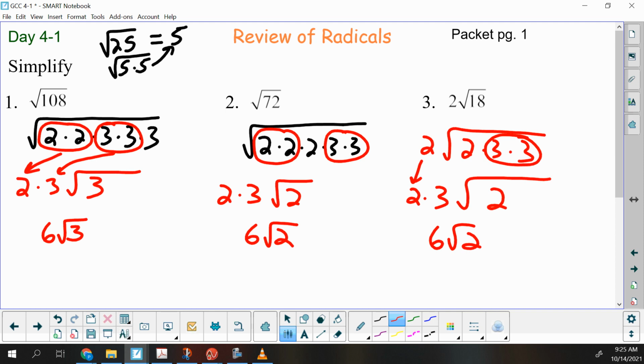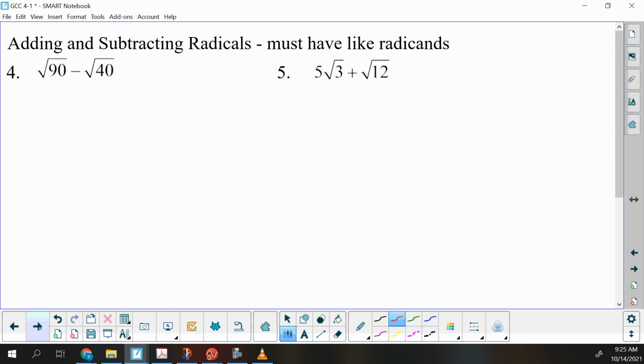All right, if we move to the bottom of the page, when you add and subtract radicals, they must have like radicands. That means the like numbers under the radical. So let's just compare that to algebra. If we have 3x plus 2x, that equals 5x. If we have 3x squared plus 2x, there's nothing we can combine there because they're not like terms.